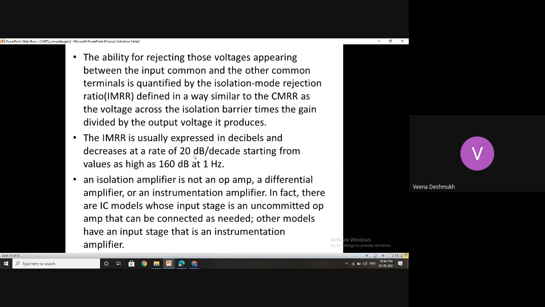So an isolation amplifier is not an op-amp, a differential amplifier or an instrumentation amplifier. In fact, there are IC models of isolation amplifiers that you get. Just as we have sensor ICs, and different variants of op-amp like the LM series or OA series, similarly our diodes or transistors, we have different series, right? 2N, 1N. Like that, here also you have series of isolation amplifiers available.